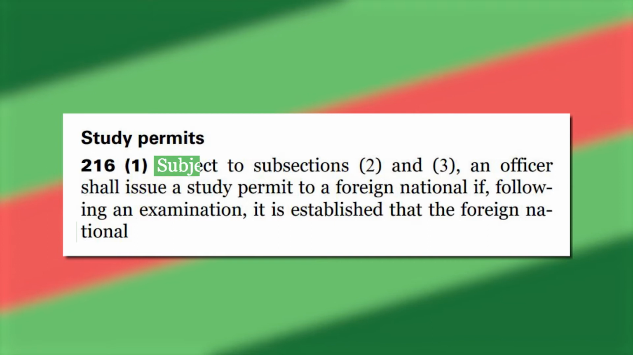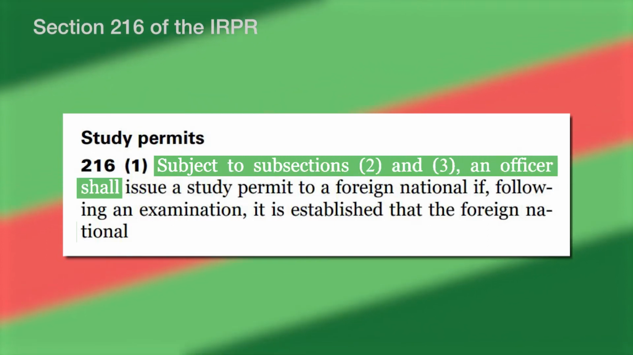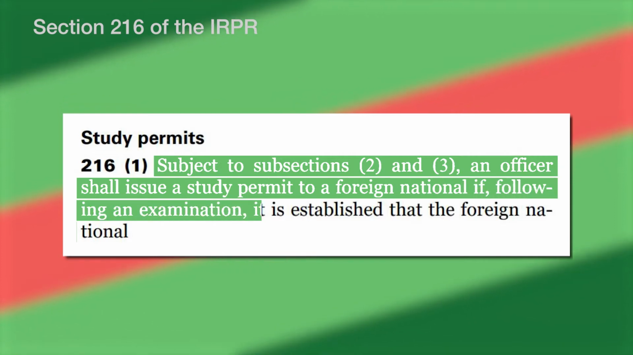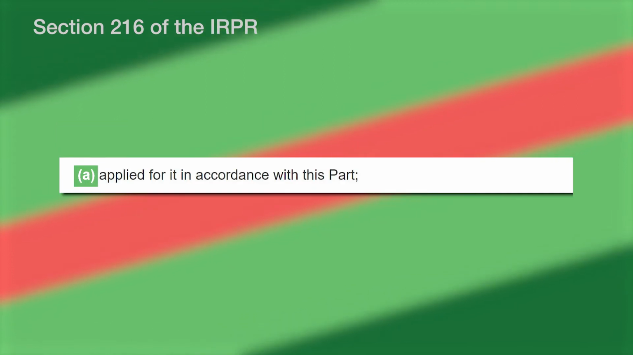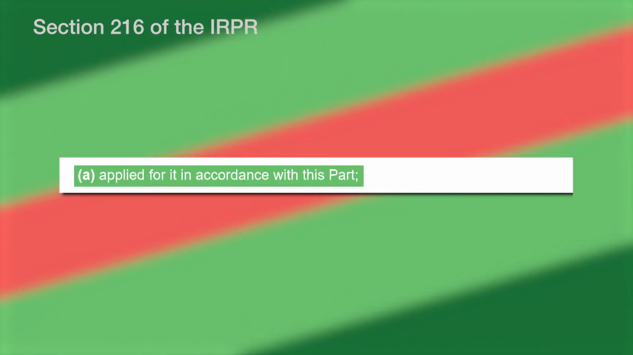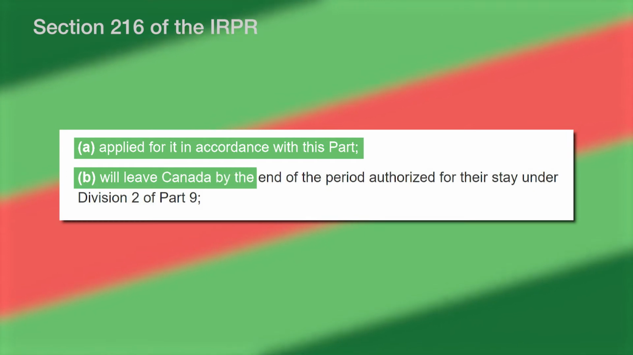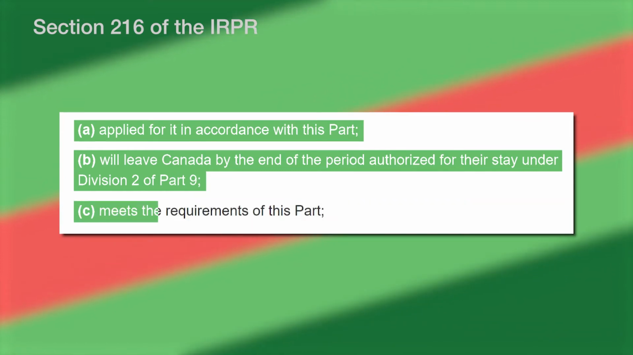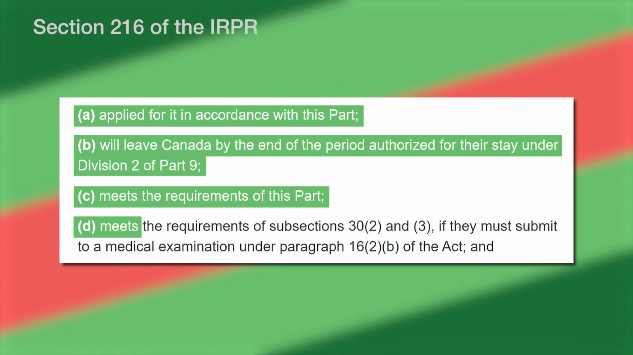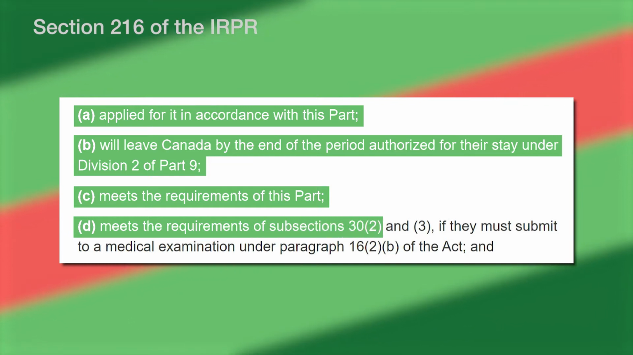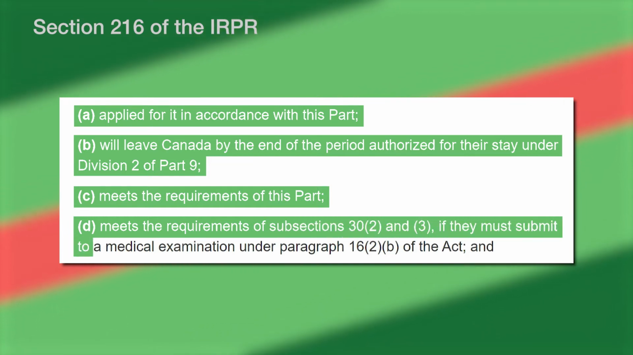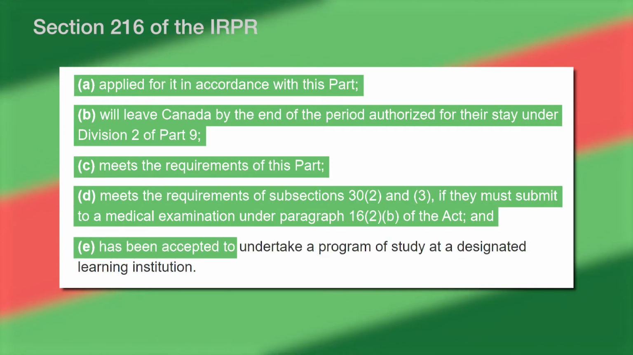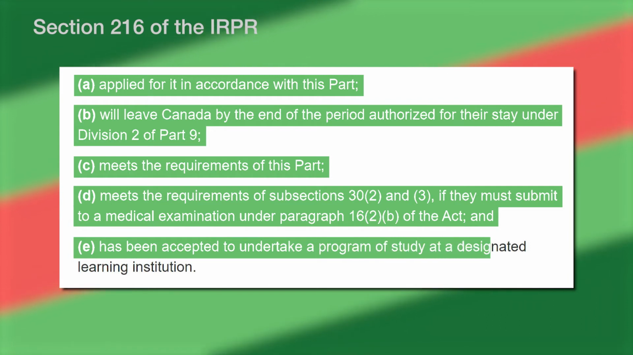The section says, subject to subsections 2 and 3, an officer shall issue a study permit to a foreign national if, following an examination, it is established that the foreign national: A, applied for it in accordance with this part; B, will leave Canada by the end of the period authorized for their stay under Division 2 of Part 9; C, meets the requirements of this part; D, meets the requirements of subsections 30(2) and (3), if they must submit to a medical exam under paragraph 16(2)(b) of the Act; and E, has been accepted to undertake a program of study at a designated learning institution.